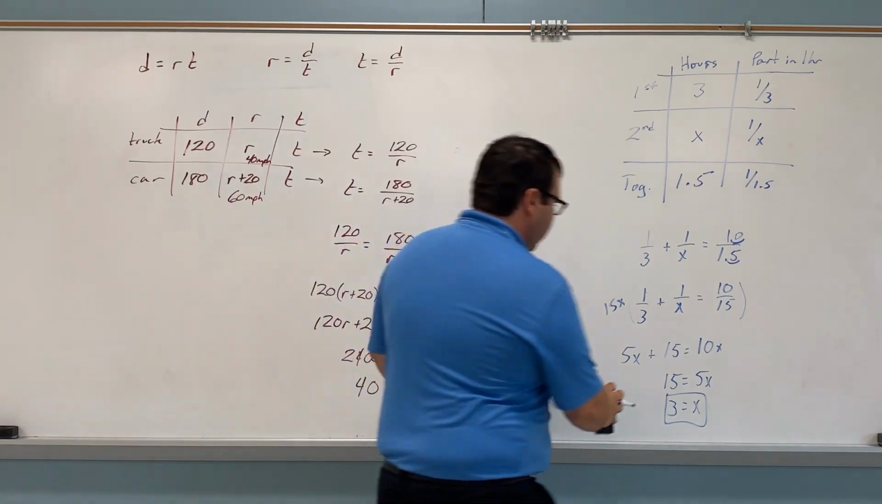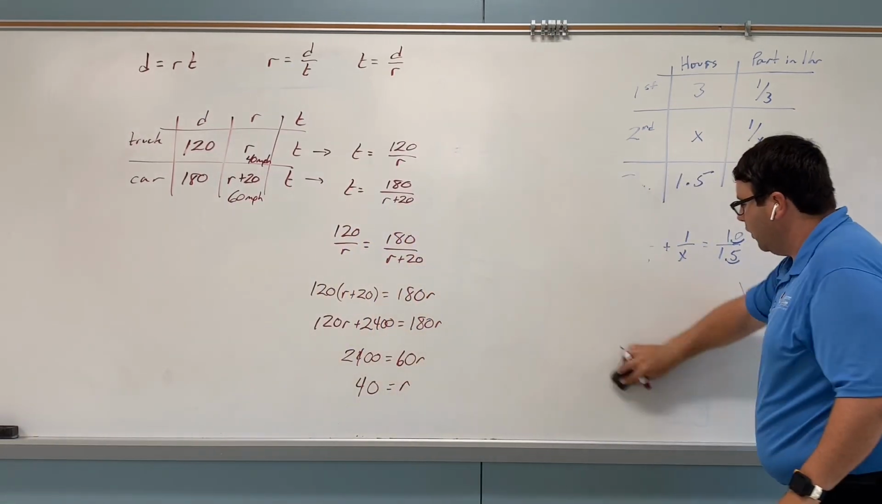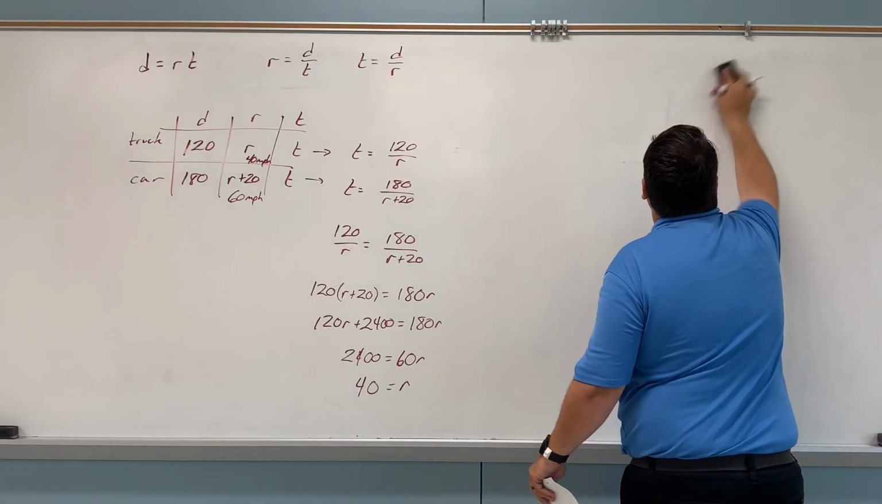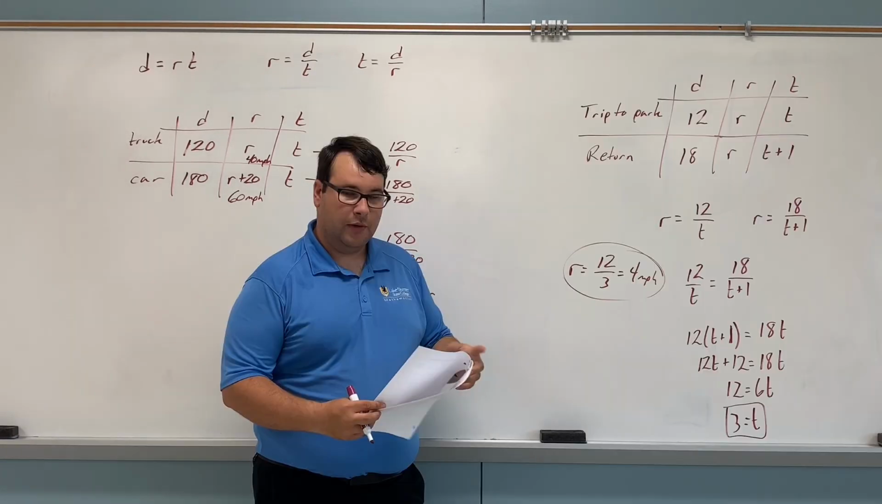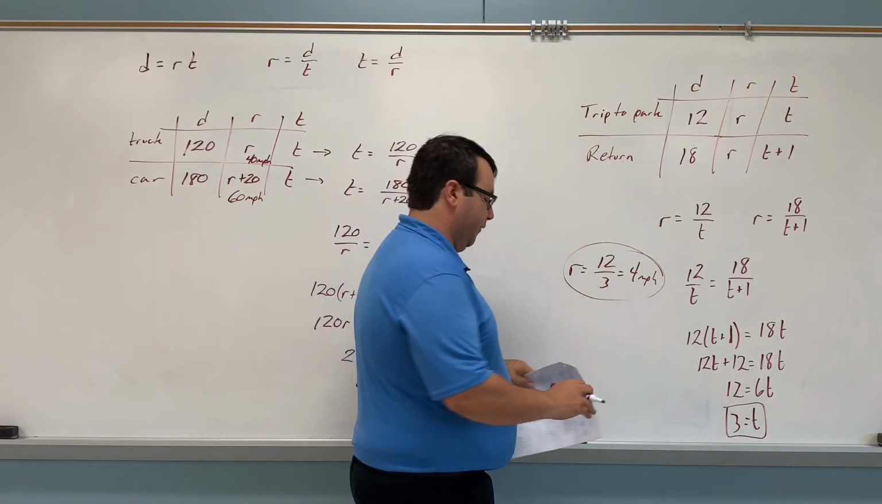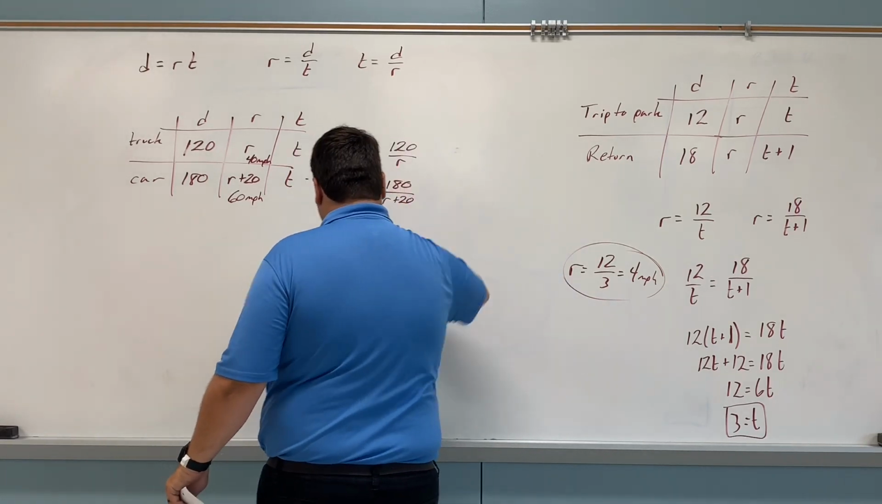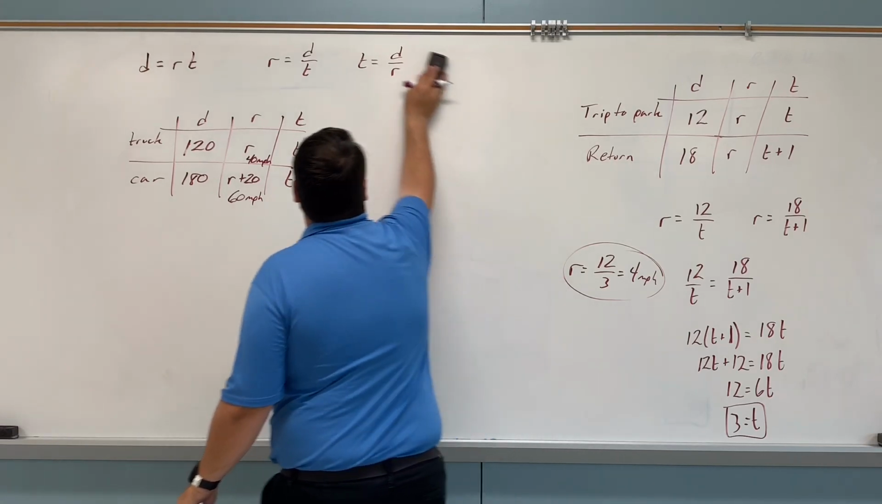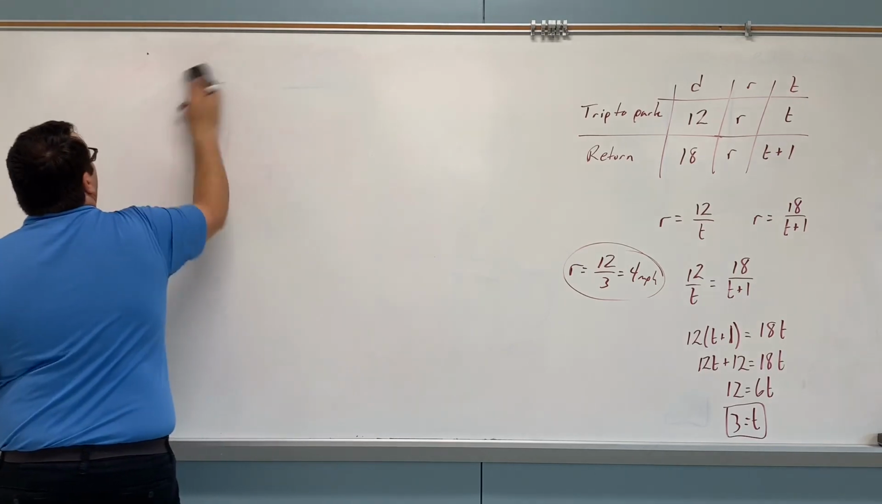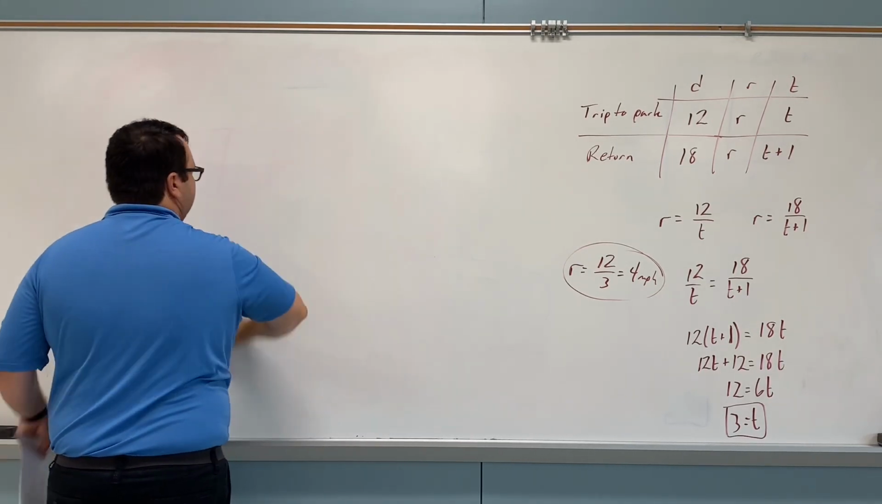Now, let's try going through another problem. Get some board space. Awesome. Let's go into example number 7. Another distance, rate, and time problem. I am getting all of my board space back.